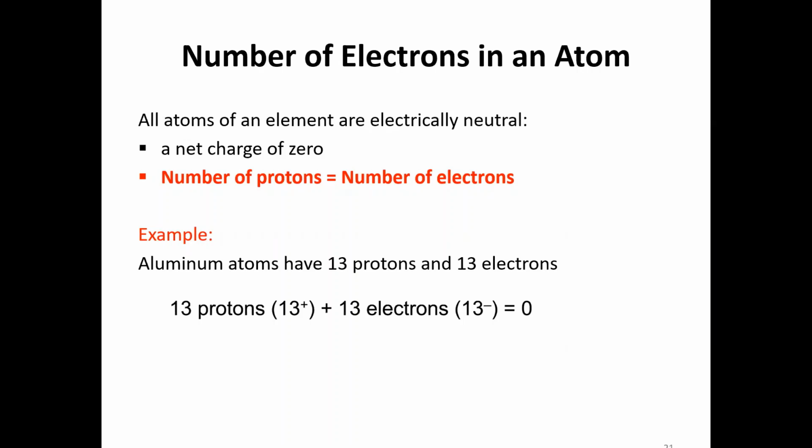So if we want to know what the number of electrons in an atom is, we have to know that all atoms are inherently neutral. That means the number of positive charges equals the number of negative charges. So the number of protons will always equal the number of electrons. As an example, if we look at an atom of aluminum, aluminum has 13 protons, and therefore it'll have 13 electrons.